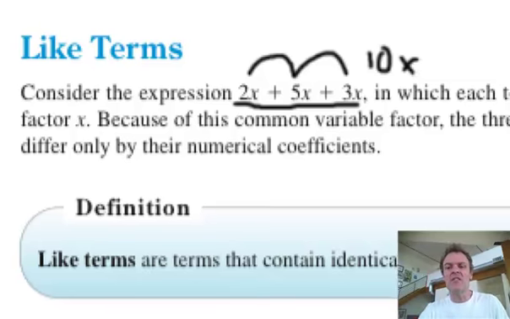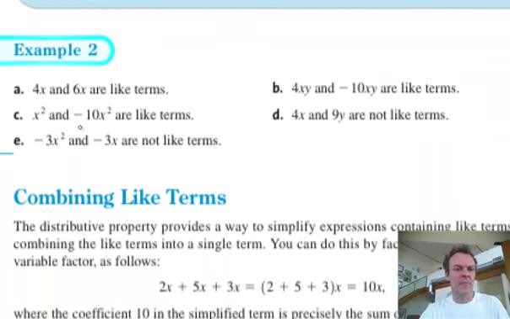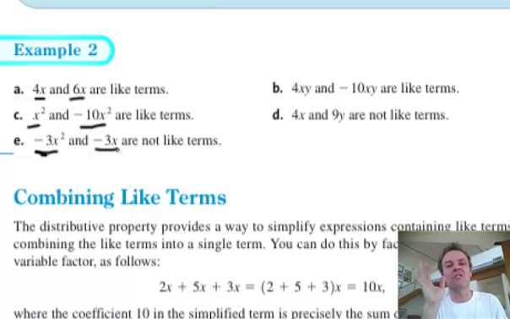Now it's recognising that they are like terms, so here we go. 4x and 6x are like terms. An x squared and a negative 10x squared, they are both x squared. They're both bananas, alright? They're both x squareds. Now look at this, a negative 3x squared and a negative 3x are not, alright? One's an x squared, one's an x, okay?